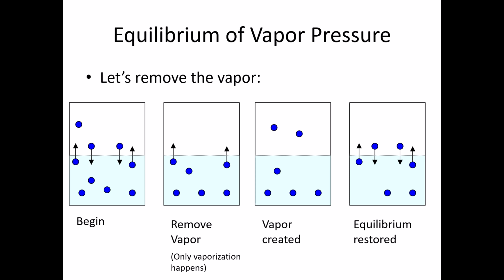Now if you'll look at the equilibrium established at the end compared to where we started at the beginning, you'll notice a similarity. Even though we don't have the same number of molecules, because we removed some vapor in step 2, we have the same ratio of molecules. So over here we had 3 gas molecules compared to 6 liquid molecules. Once equilibrium was restored, we now have 2 gas molecules to 4 liquid, which is the same ratio.